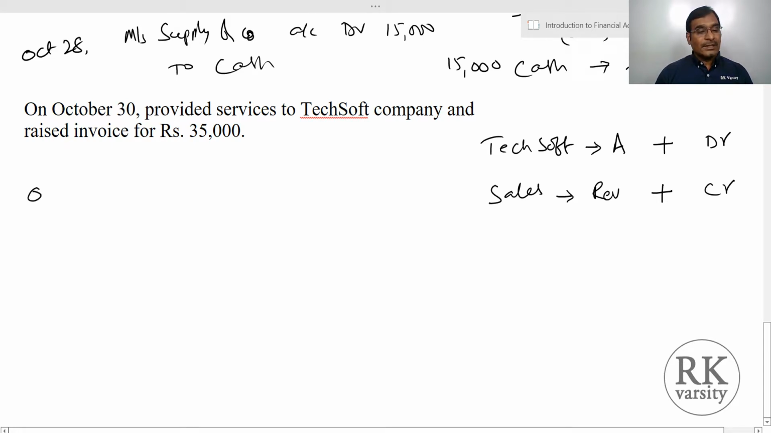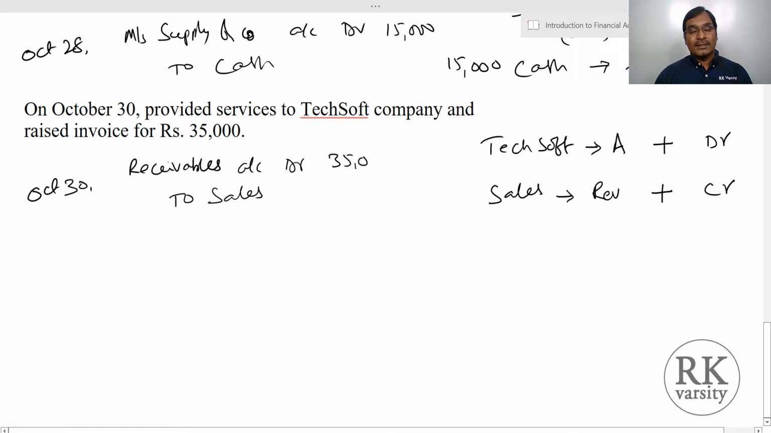So the journal entry will be October 30. Now which account do we need to debit? Techsoft, that is a receivable. Instead of writing Techsoft, we can say receivables or trade receivables account debit to sales. So here the amount to be received is 35,000.